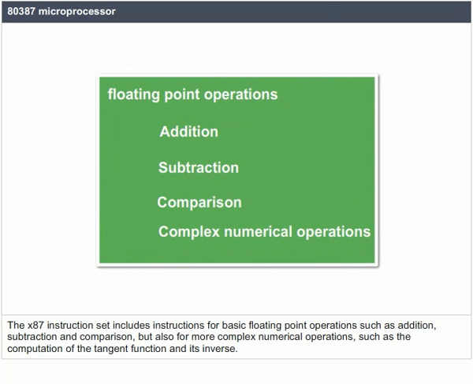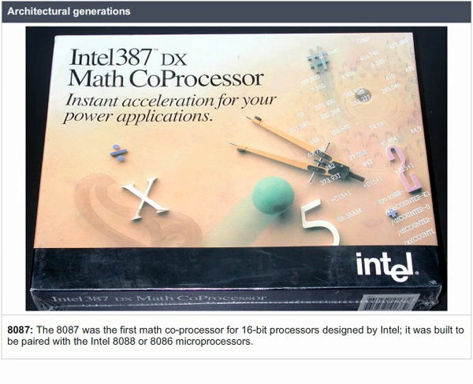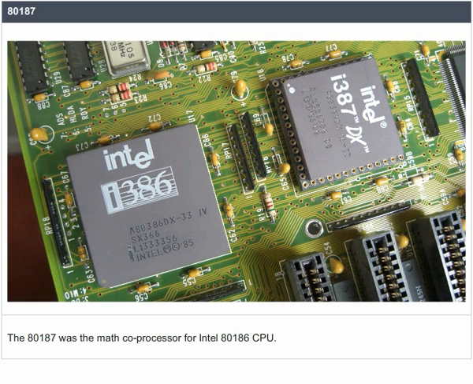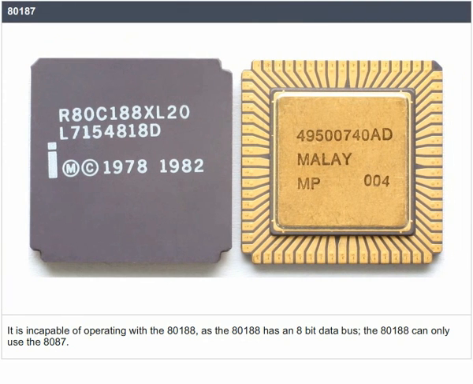Architectural generations. 8087. The 8087 was the first math coprocessor for 16-bit processors designed by Intel. It was built to be paired with Intel 8088 or 8086 microprocessors. 80187. The 80187 was a math coprocessor for the Intel 80186 CPU. It is incapable of operating with the 80188, as the 80188 has an 8-bit data bus. The 80188 can only use the 8087.